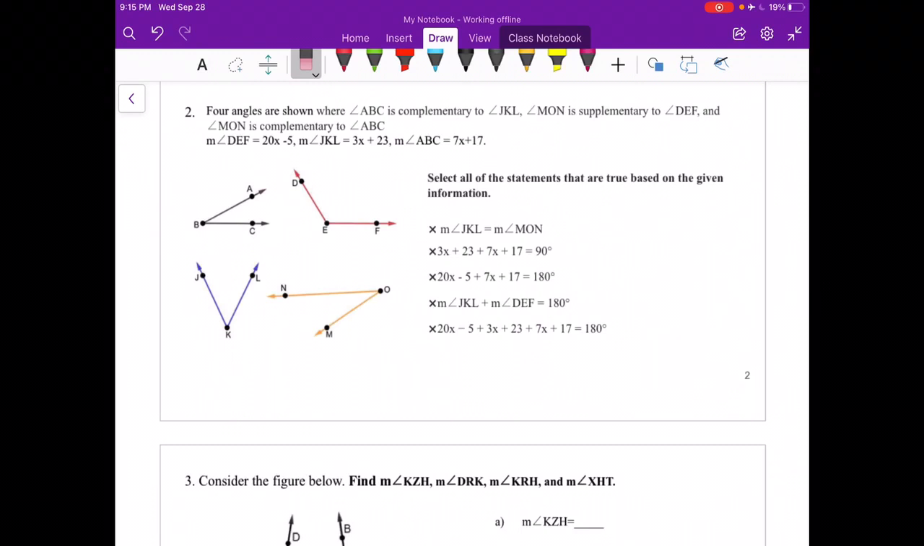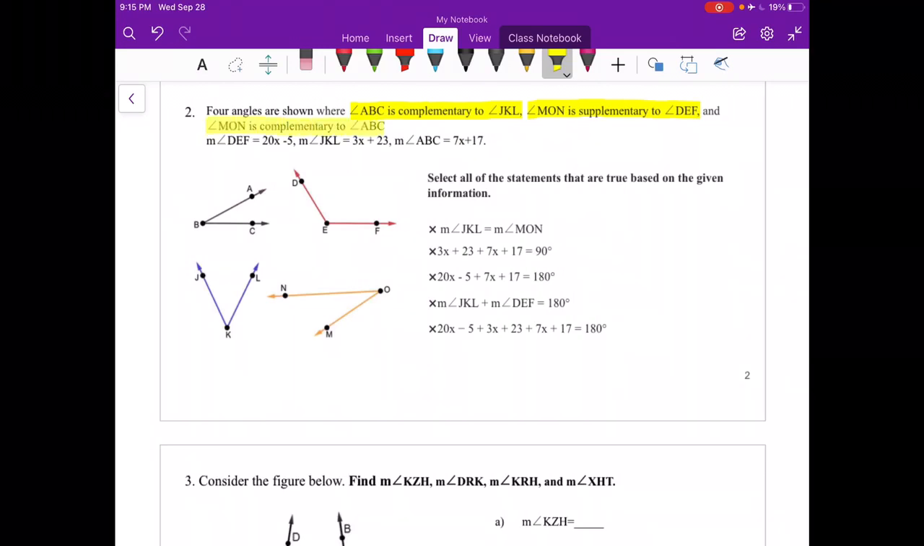All right, for question number 2, you'll notice that they give us 4 angles. They give us angles ABC, DEF, JKL, and MON. In our question, they also give us a bit of information. They tell us that ABC is complementary to JKL. We know that MON is supplementary to DEF. And we also know that MON is complementary to ABC.